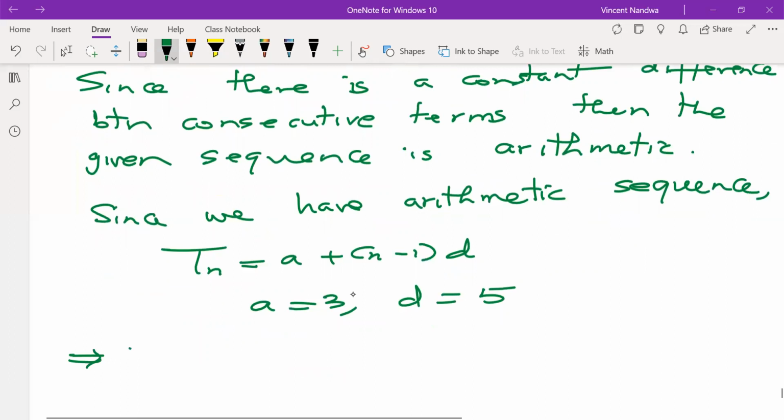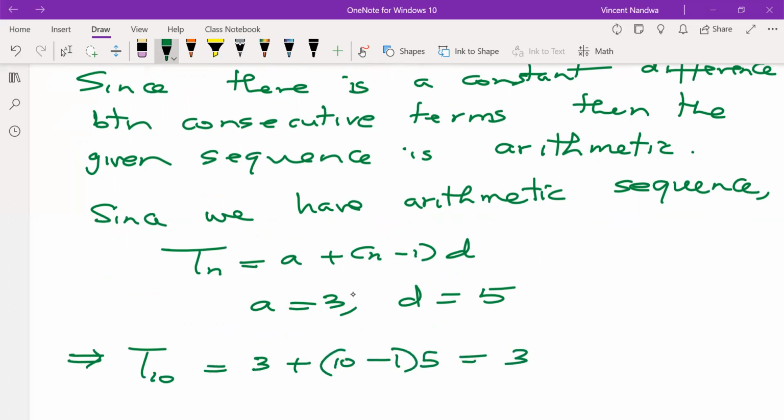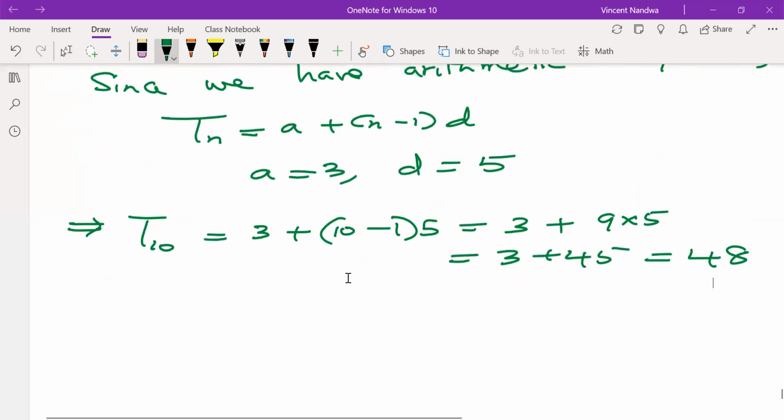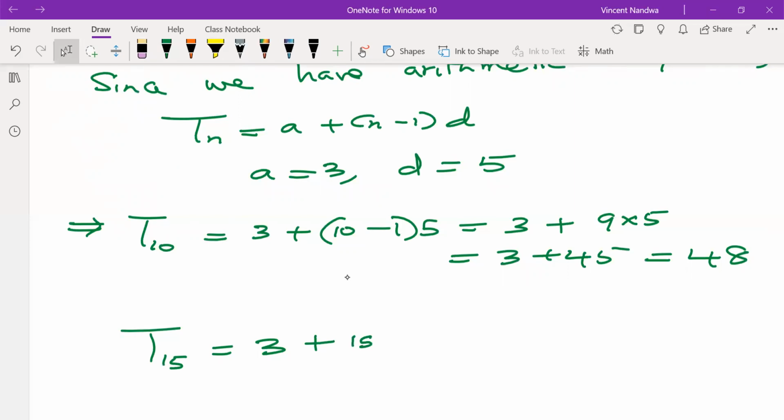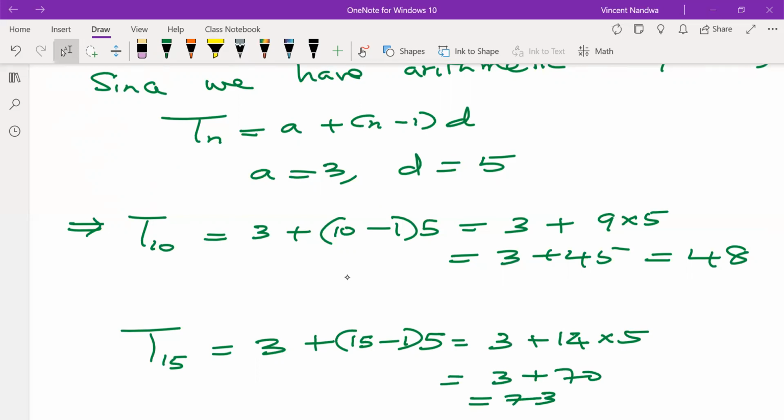So this means the 10th term will be 3 plus 10 minus 1 times 5, which will be 3 plus 9 times 5, which is 3 plus 45, which gives you 48. And then the 15th term will be given by 3 plus 15 minus 1 multiplied by 5, which is 3 plus 14 times 5, which is the same as 3 plus 70, which is 73.